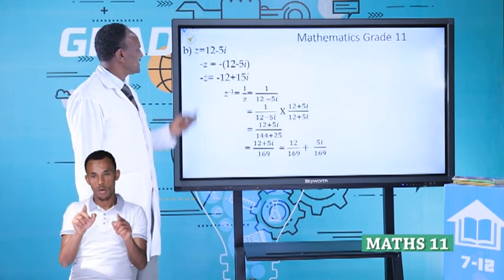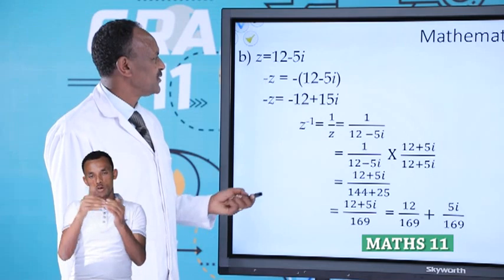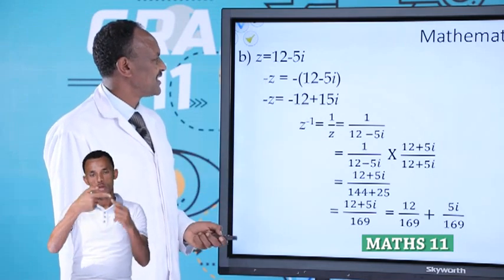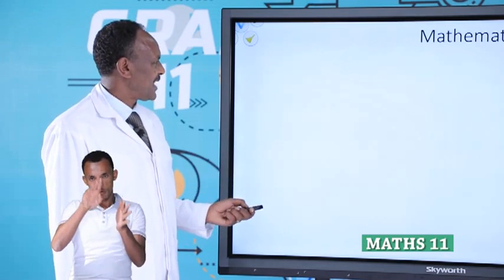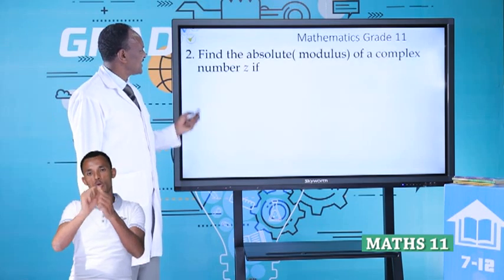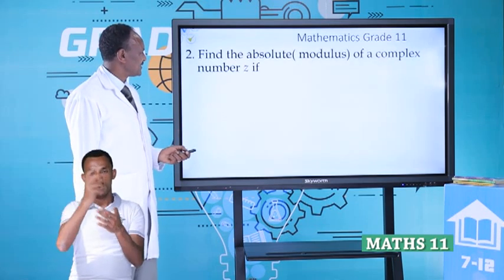For part b, z is equal to 12 minus 5i. What is the opposite? The opposite is the negative of 12 minus 5i. Applying the distributive property, we get the result.